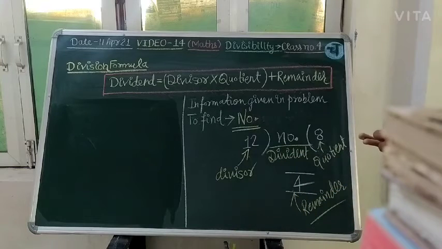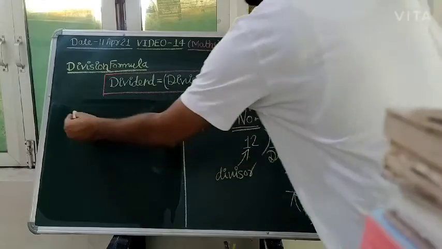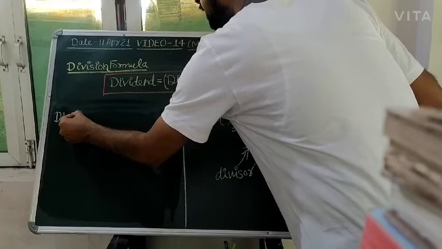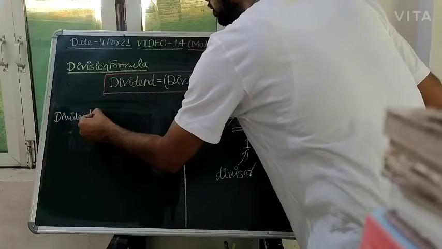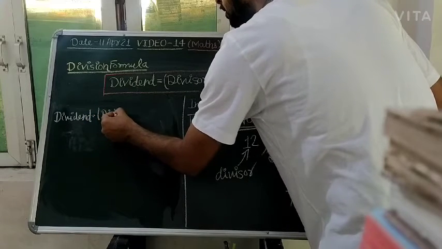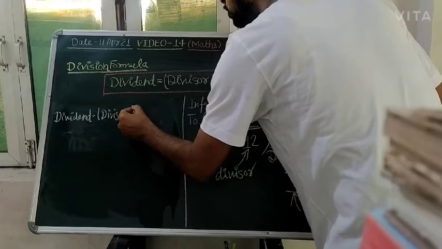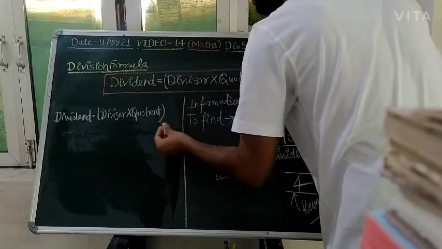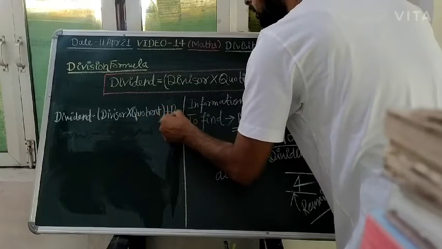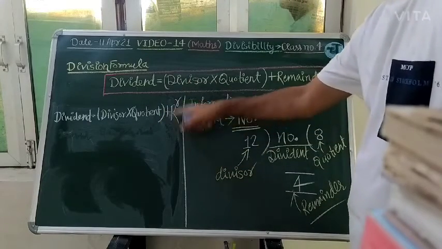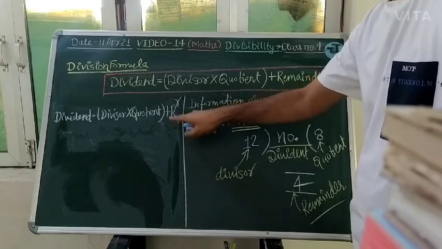So we will apply the formula that our dividend should be equal to our divisor into quotient plus remainder. I have abbreviated the remainder, you will understand this. I am writing remainder.